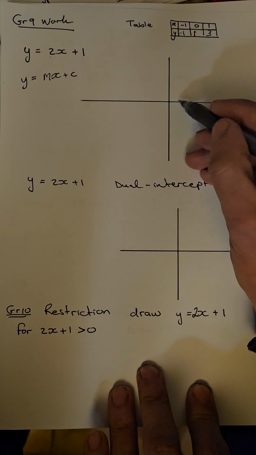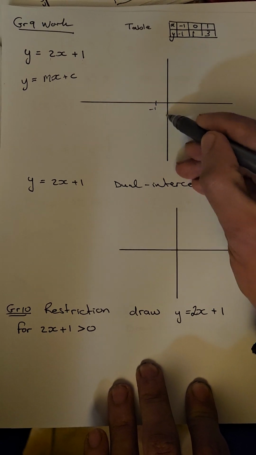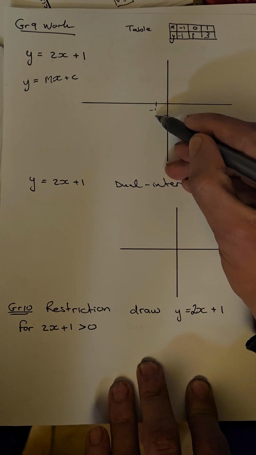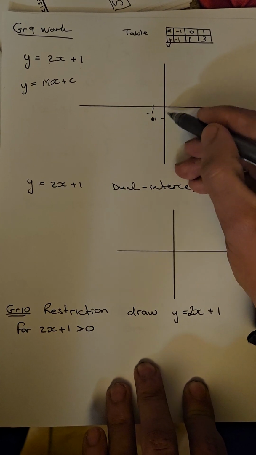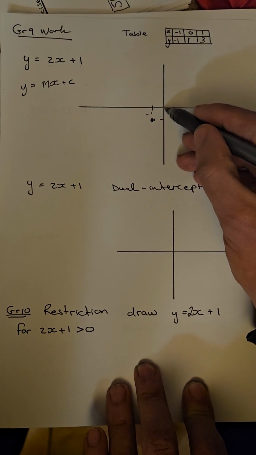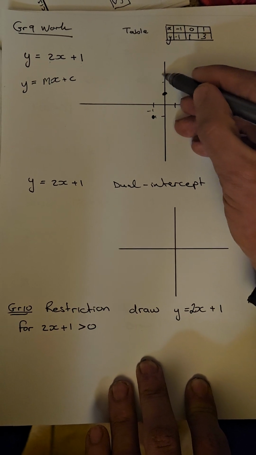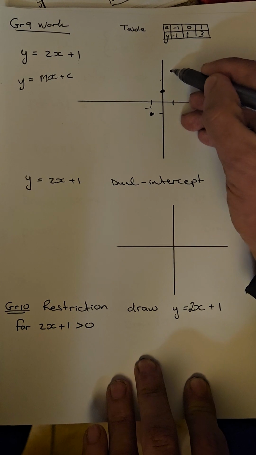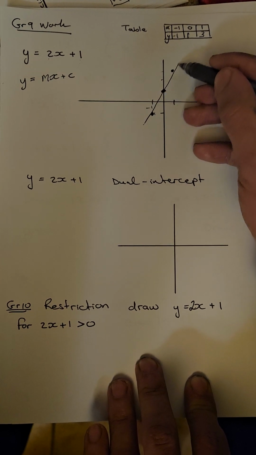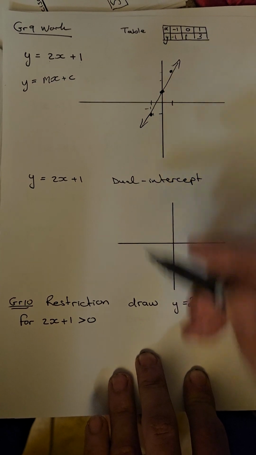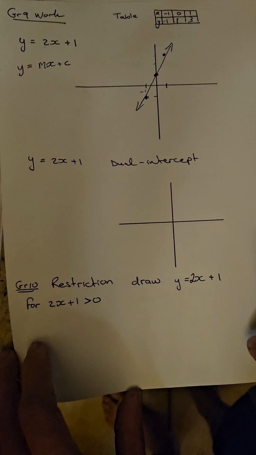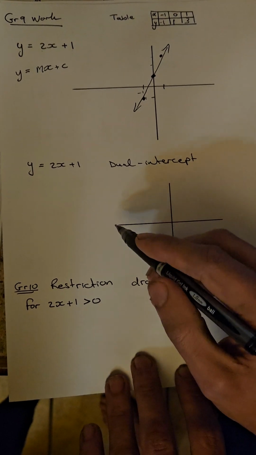So if I go to -1, -1, I can make a dot there, and then at 0 and 1 I can make a dot, at 1 and 3 I can make a dot, and connect those dots, and I can form my line. The alternate method is just looking at the different intercepts.